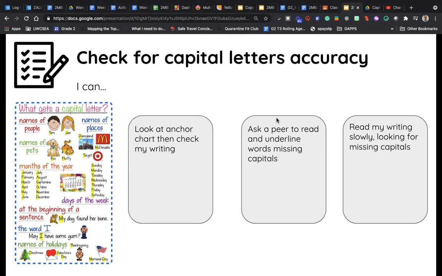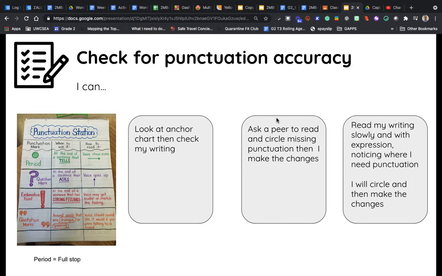Number two, the second tip is to ask a peer to read and underline any words that they notice have missing capitals. So ask your writing partner or someone on your table, do you mind just reading my draft for me? And do you notice anywhere where I've missed my capital letters? Make sure you've checked first though before you give it to your buddy. And then the last one would be very simple: read through your own writing. Look for missing capitals and see if you can find any when you read a little bit slower.